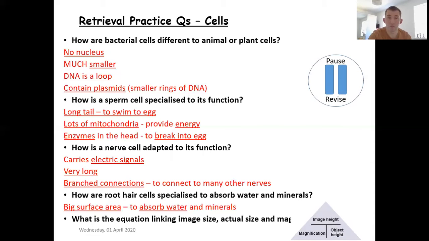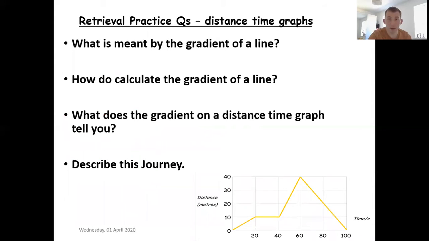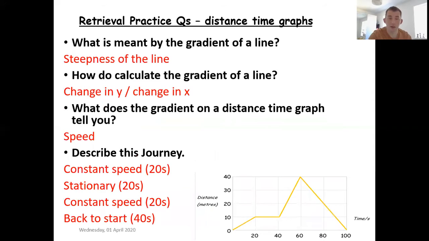And the final slide is back to the current topic, all about distance time graphs. So again, pause the video now. What can you remember from the last lesson? Off you go. Okay, so how did you get on? Have a look at the answers on the screen now. Again, if you've all got them brilliant, fantastic. If not, pause the video now and revise them.